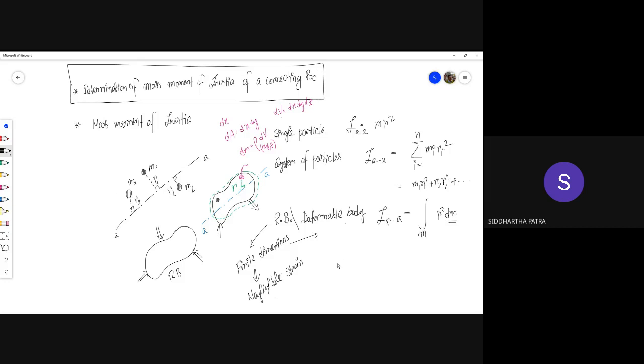And when you are defining mass moment of inertia for either a system of particles or an object with finite dimension, you can also define something called a radius of gyration. And this line right here is the definition of the radius of gyration.